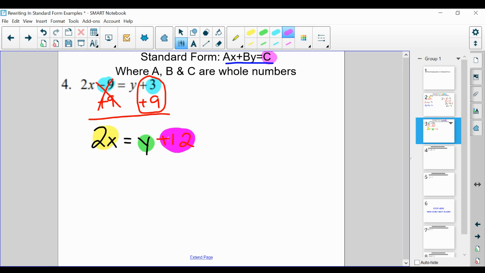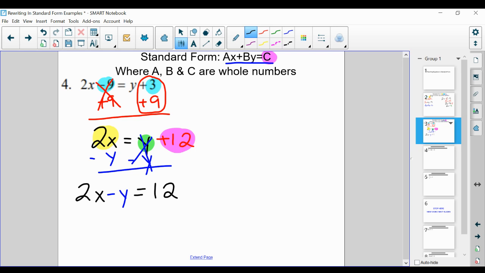So we're going to try to leave this positive 12, meaning we are going to move y to the other side. This is a positive y. Therefore, we have to subtract y on both sides. Positive y minus y cancels out. And now we have 2x minus y is equal to 12. And that is our final answer because we cannot subtract 2x minus y.